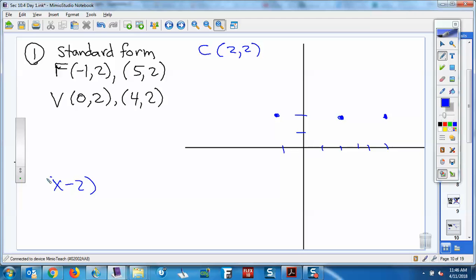So I'm sure one of the things you would be asked in this problem would be to write the equation, right? So look at that. You already have that much of it done. You have the center. You know the x has to come first because it's horizontal. And then we go ahead and plot the vertices, 0, 2, and 4, 2, right there. So now I'm not going to draw in my hyperbola yet.